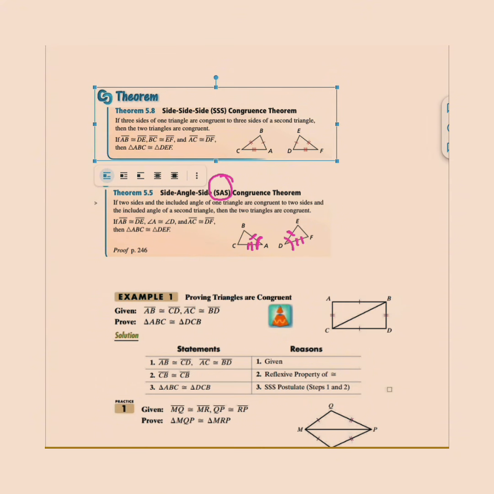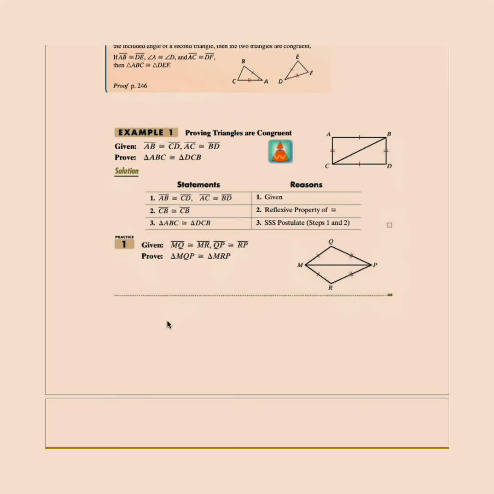If two sides and the included angle of one triangle are congruent to two sides and the included angle of a second triangle, then the two triangles are congruent. All right, let's learn this by taking an example. So I have one example here.